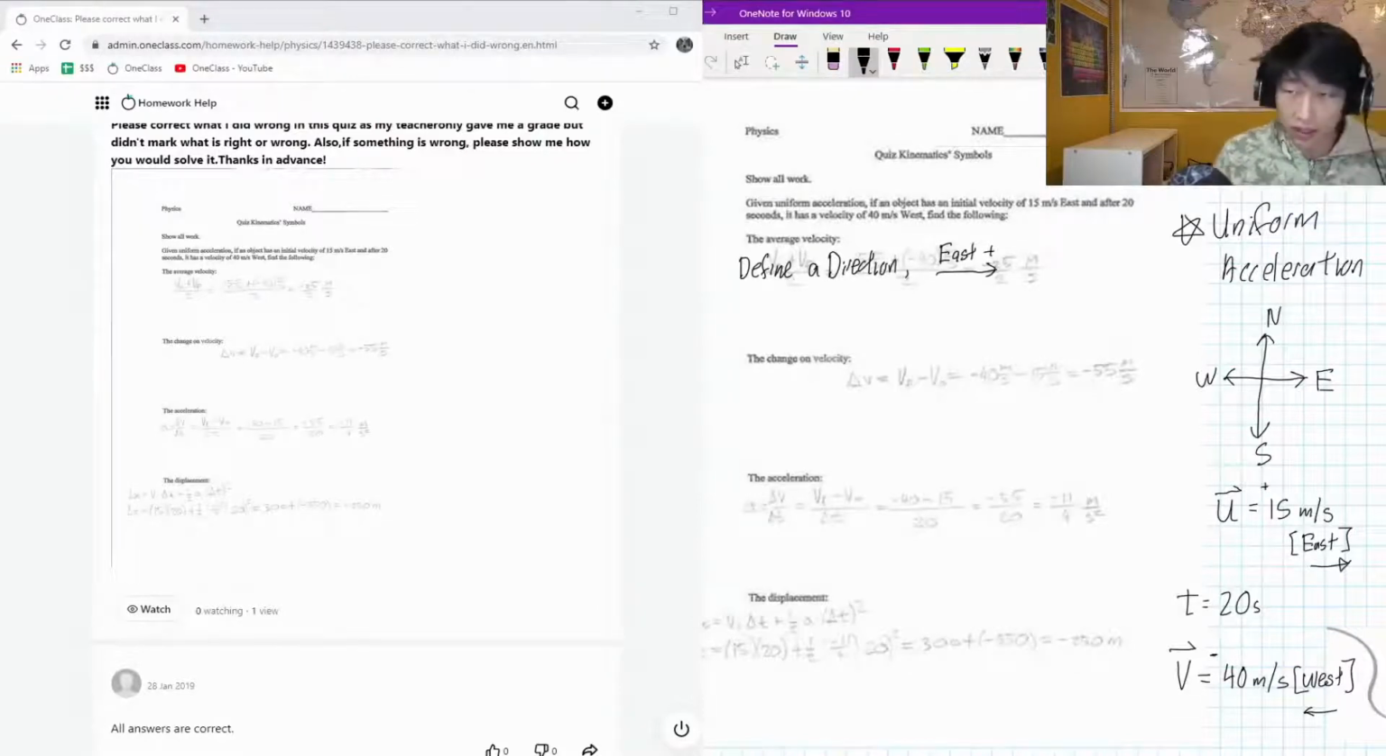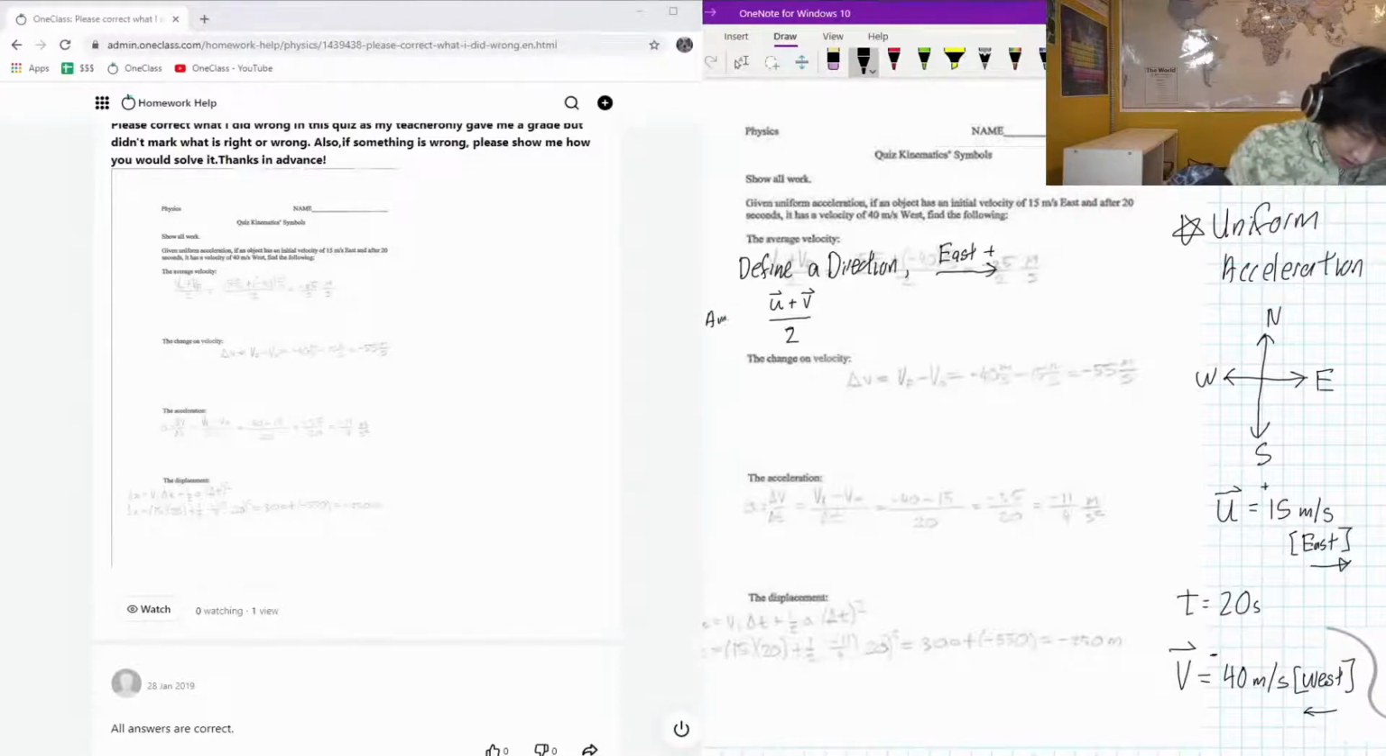Now to find the average velocity, our average velocity is the sum of our velocities, because we have constant acceleration, uniform acceleration. So that means we just add the initial velocity plus the final velocity and divide it by the time. Oh, not by the time, that would be the acceleration. We're going to divide it by 2.